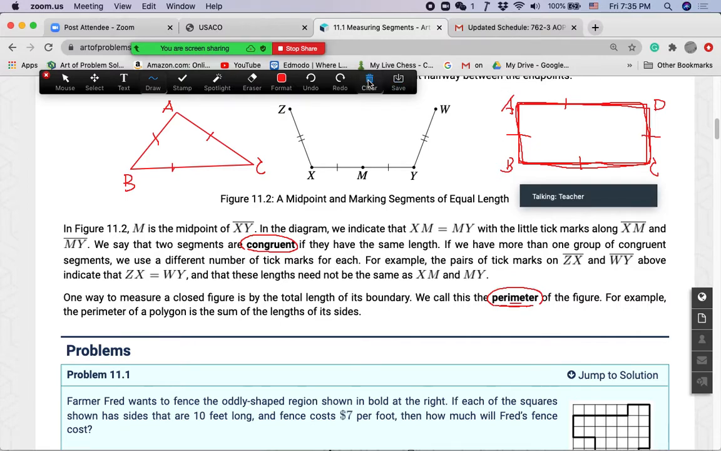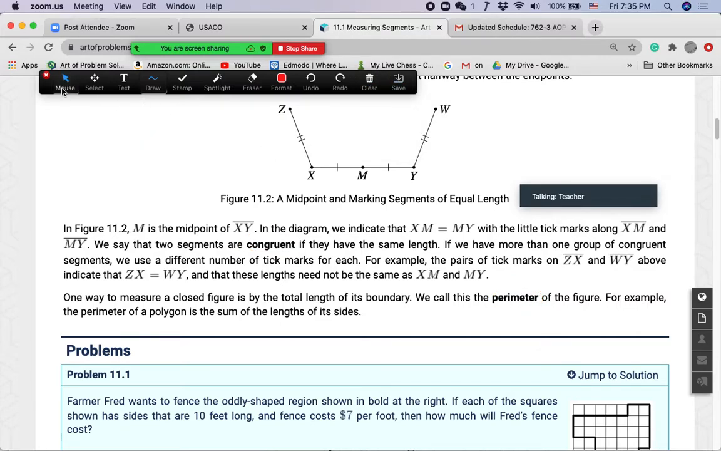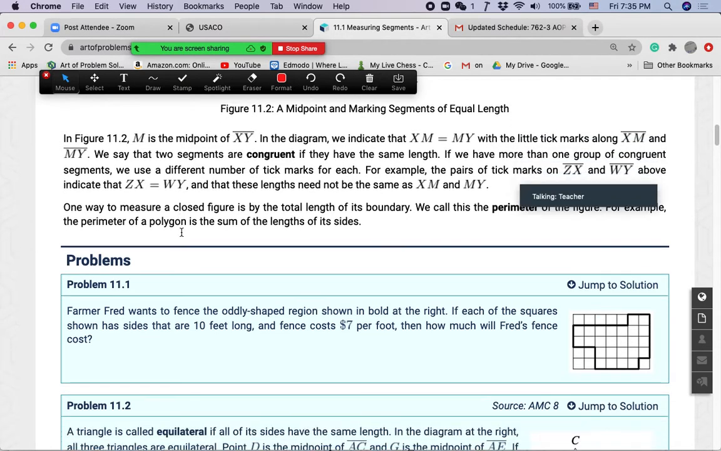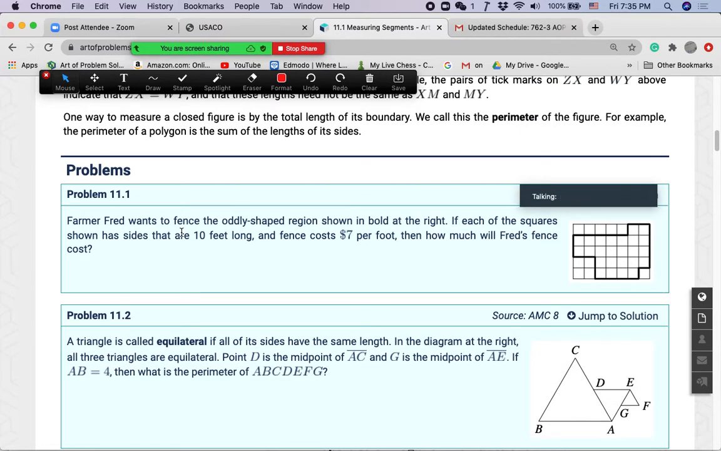Now let's do some examples. Let's see this problem 11.1. Grace, can you read this problem? Farmer Fred wants to fence the oddly shaped region shown in bold at right. If each of the squares shown has sides that are 10 feet long and the fence costs $7 per foot, then how much will Fred's fence cost? Okay. So do you have any idea how to do this problem?